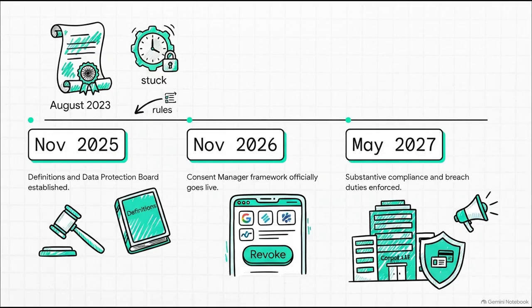Pretty cool, right? But it's not until Phase 3, in May 2027, that the real heavy lifting begins. That's when substantive compliance, like day-to-day notice requirements and full breach notification duties, actually lock into place.